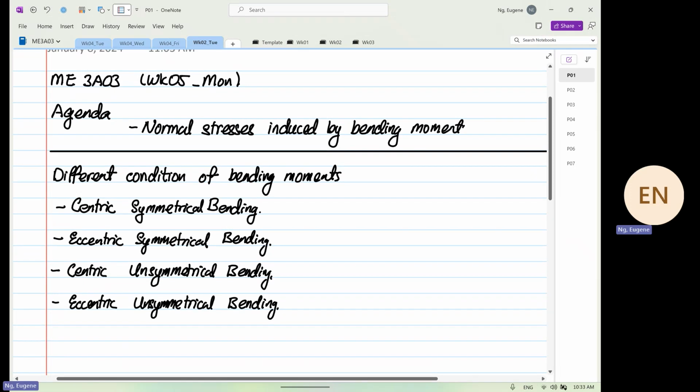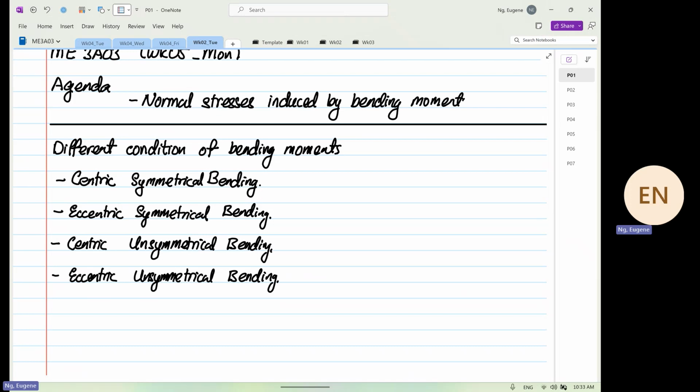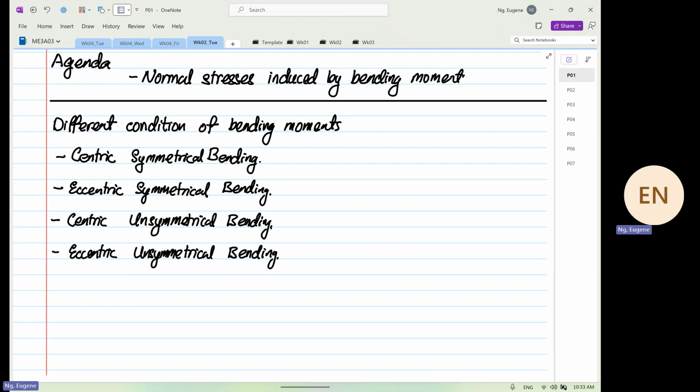Now, whether it is centric or eccentric, what defines whether it is centric or eccentric? Anyone? Yes. Yep. So when it's centric, we have to be careful here relative to bending. Okay. So in centric bending, there is no axial loading.